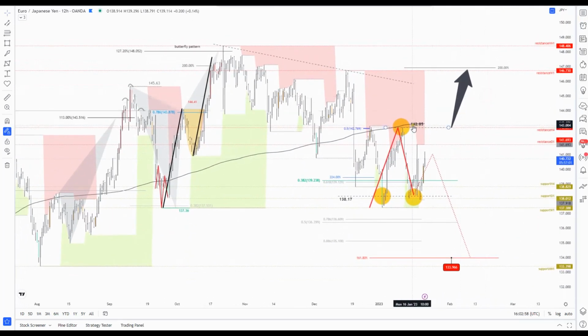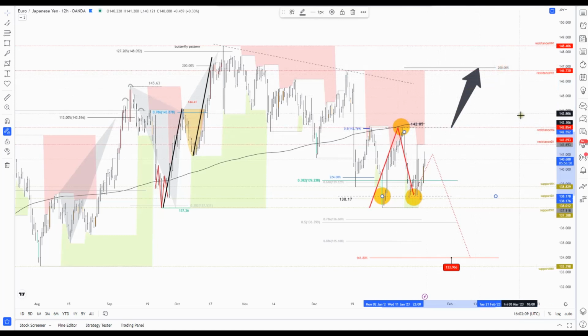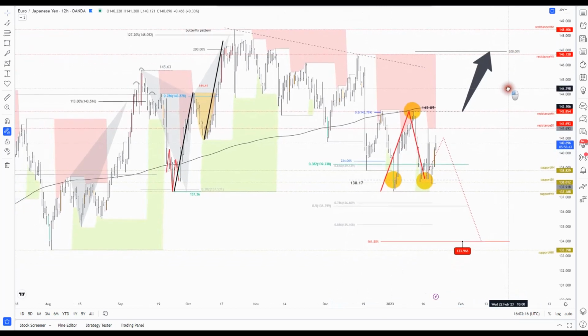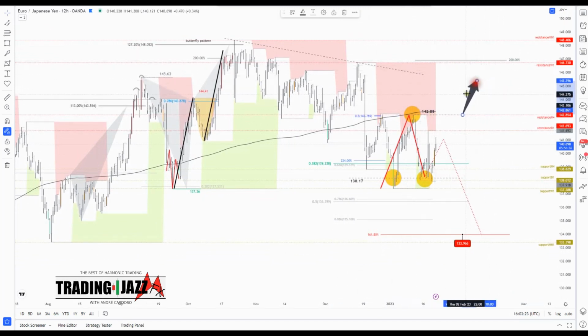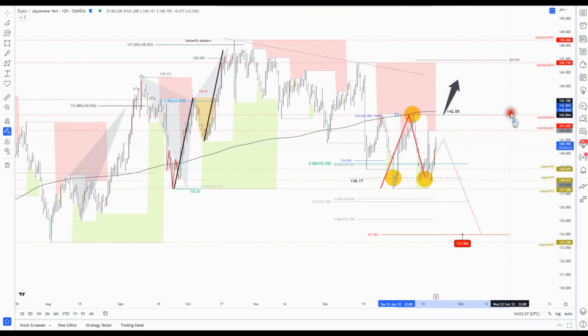A move above 142.85, or let's say a breakout of this fractal, should trigger a move to the 200% Fibonacci extension. In this case, convergence between the previous highs and the default target for the pattern. And because I can be wrong, or not me, but the price can eventually fail my expectations to give sequence to this pattern, and if that happens, of course the market will trade lower.